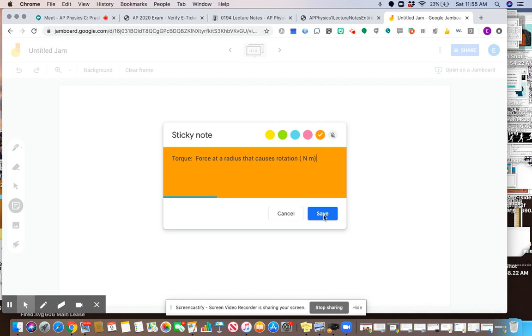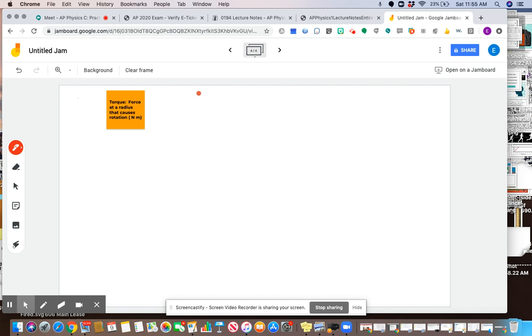Okay, so torque is a force at a radius that causes rotation. It's measured in Newton meters. We just spoke about I. I'm not going to retype that. We know that Newton's second law equivalent for rotation, so we have F equals ma, would be torque equals I times alpha.